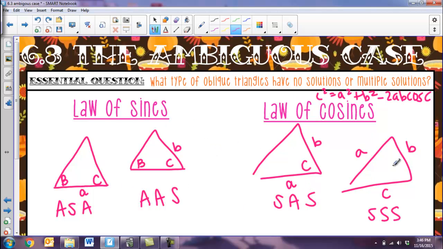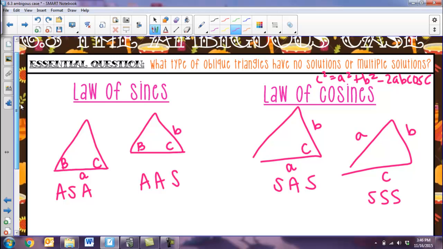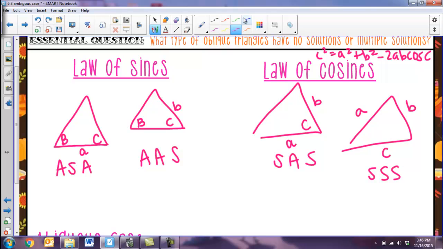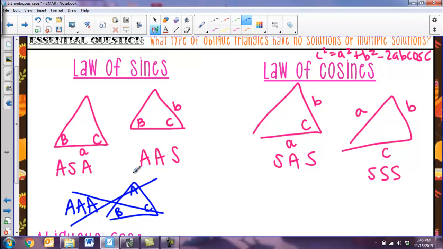So all of these were legitimate ways to prove that a triangle is congruent, and they're also legitimate ways to use our law of sines or our law of cosines. But there were two different cases that didn't work out for us. The first one was where you had all your angles inside: angle, angle, angle. If you remember back to geometry, you could make an infinite number of triangles that had those three angles. We could prove that the triangles were similar, but not that they were congruent. So angle, angle, angle is not going to work.